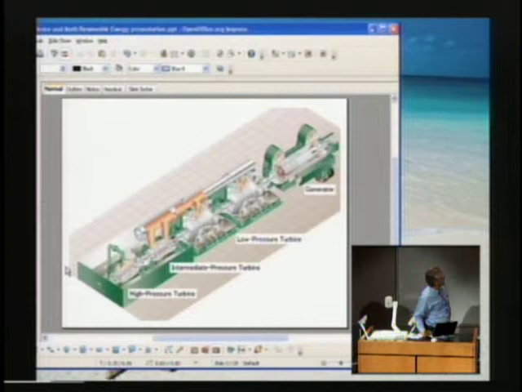This is a diagram of a modern steam turbine. There are actually a number of sections because the steam starts at a very high pressure and then goes to lower and lower pressures. And the arrangement of the turbine blades and the amount of space the steam goes through for each different pressure, there's a different arrangement of turbine blades to get the maximum efficiency.